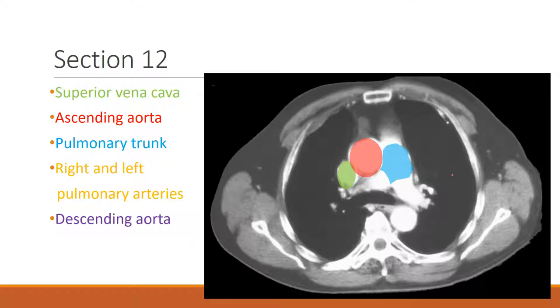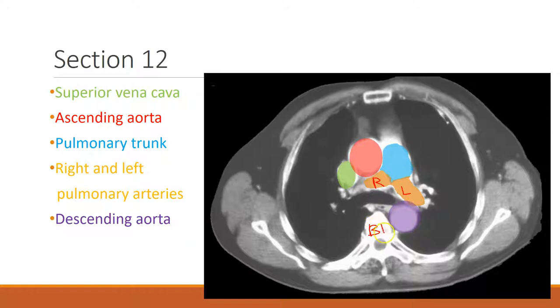Speaking of leading to the lungs, the pulmonary trunk divides into the right and left pulmonary arteries. So this would be the right pulmonary artery, and this would be the left pulmonary artery. And then behind the heart, of course, behind the arch, is the descending aorta. A really good landmark for finding the descending aorta is the body of the vertebra. In this case, it's a thoracic vertebra. So I'll put BV for body of vertebra.